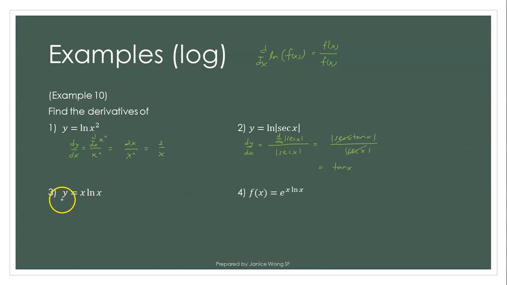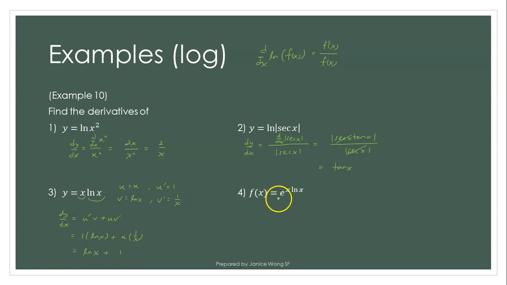Continue. Number 3, y equals x times ln x. It's a product, u times v, where u equals x and v equals ln x. u prime is the derivative of x, which is 1. And v prime, the derivative of ln x, is 1 by x. So we substitute into the product formula. dy over dx equals u prime v plus u v prime, which is 1 times ln x plus x times 1 by x. Further simplifying, we get dy over dx equals ln x plus 1.